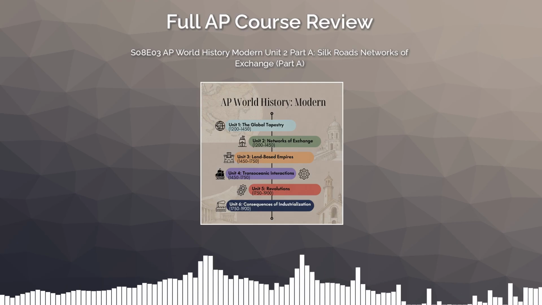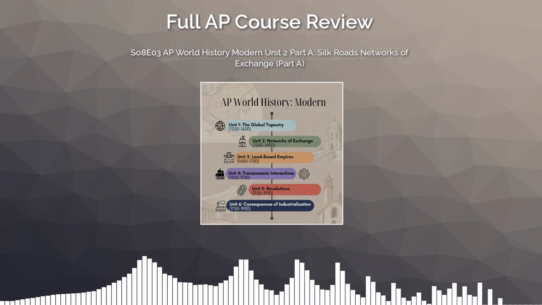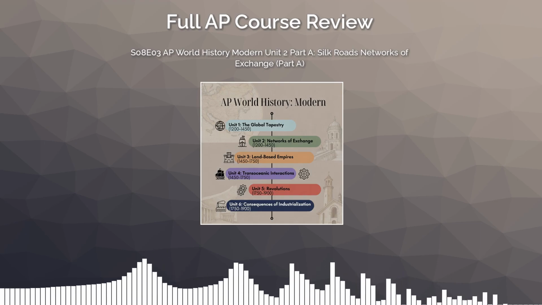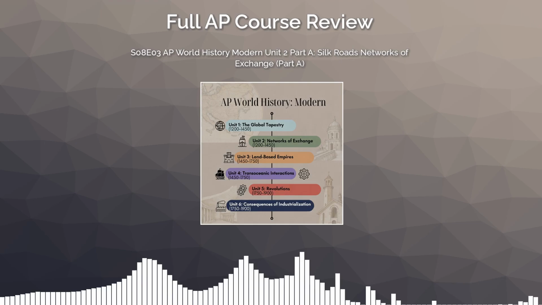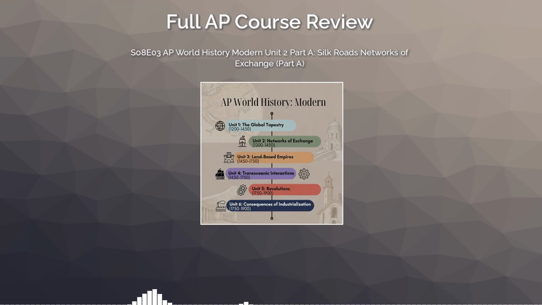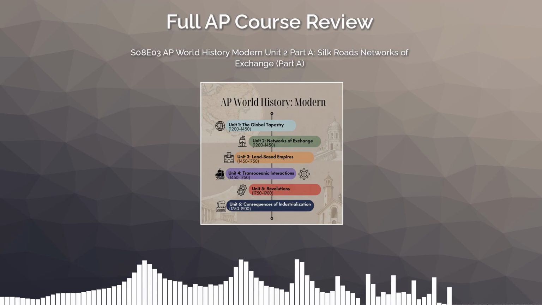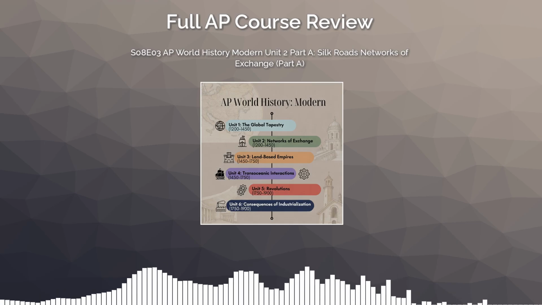Timbuktu became not just a trade hub, but an intellectual center, home to the Sankore Mosque and University, where Islamic scholarship flourished. This detail matters for the exam because it illustrates how trade routes facilitated the spread of Islam, a core AP theme connecting Unit 2 to the broader story of Islam's expansion across Afro-Eurasia.